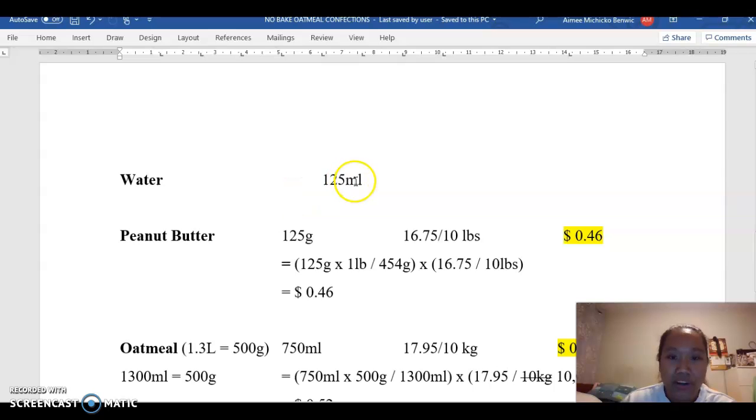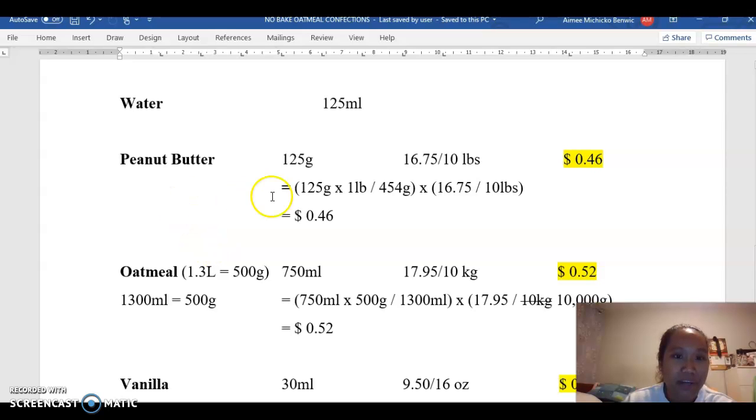So for the water, there's no cost because it's free. Next ingredient is the peanut butter. We have 120 grams and we have to go to pounds. So by doing that, 120 grams multiplied, based on our previous lesson, there's 454 grams in 1 pound. In costing a recipe, we have to use the soft conversion, so it's much easier and it can give you more accurate cost, because we have a limited budget.